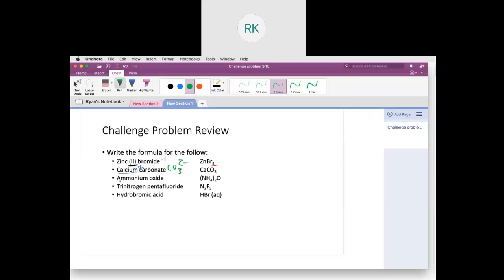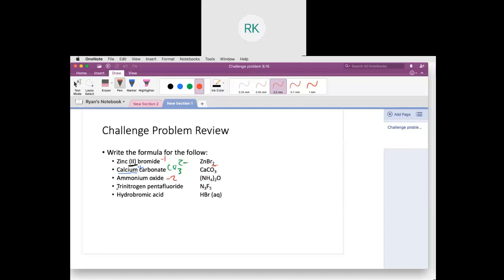This next one utilizes one of your polyatomics, ammonium. Do know the difference between ammonium, NH4+, and ammonia, NH3. Ammonium is NH4+, so it is a +1 charge. Oxide just means oxygen, which has a -2 charge. This is a -2 charge, this is a +1 charge, and so to cancel out, we need 2 ammoniums per 1 oxygen.